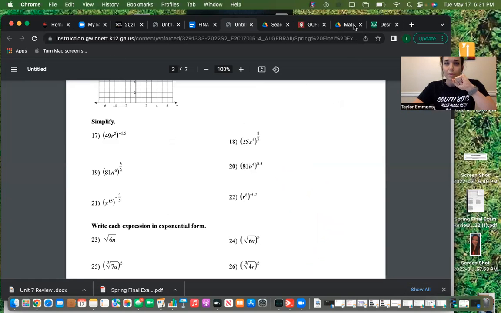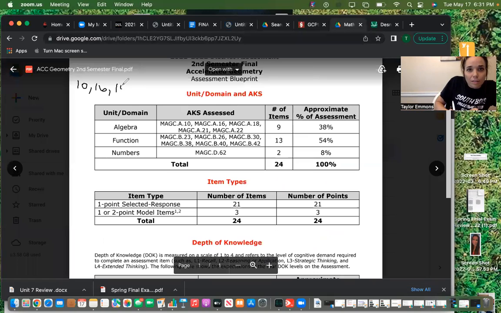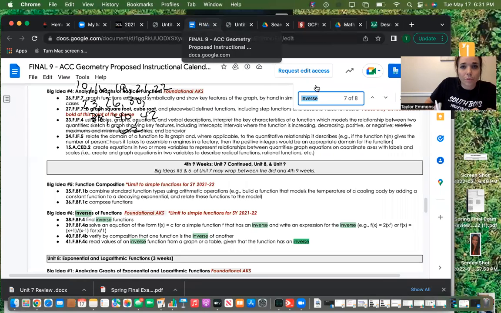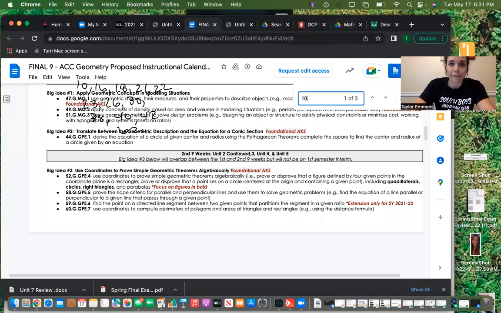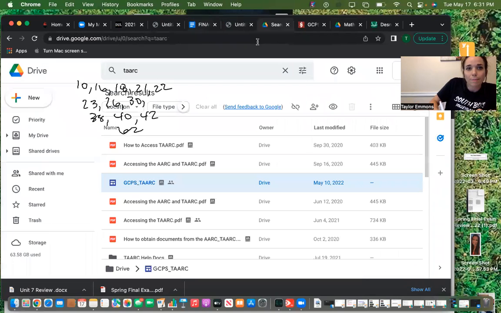What was the other thing I wanted to tell y'all? I'm gonna write down these AKS really quick, and then I'm gonna talk you through what specifically these are. I think these align with my Algebra 2 kids, so should be okay. 40, 42, and 62. So 10 is going to be identifying the zeros. Maybe I should actually make a list on this one. Yep, I'm gonna do that.